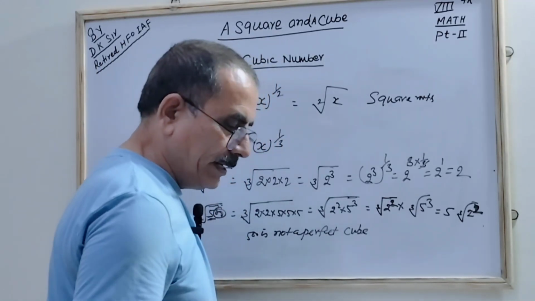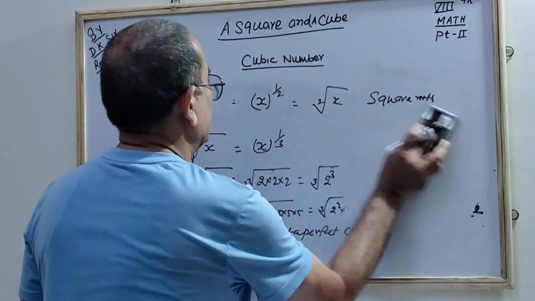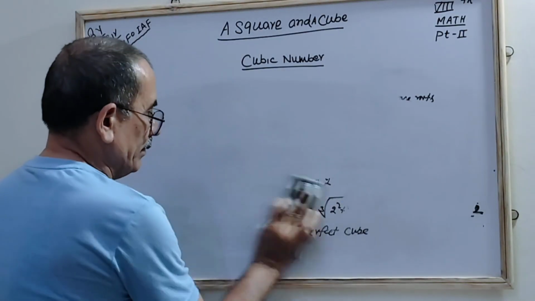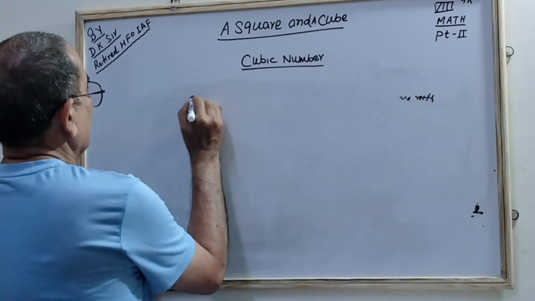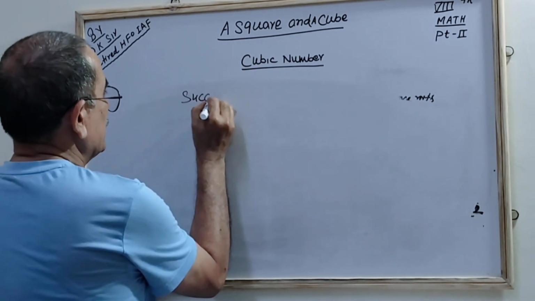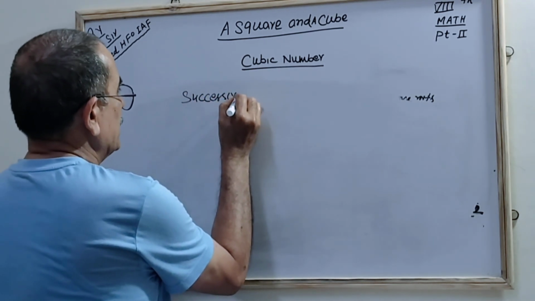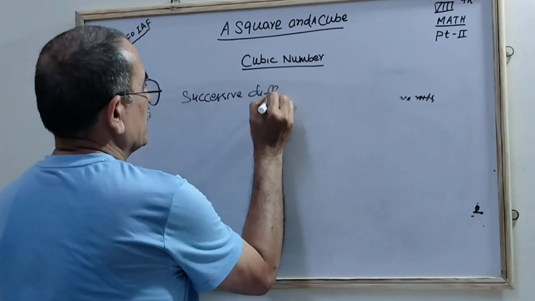The next we will see the successive differences. What are the successive differences among them?